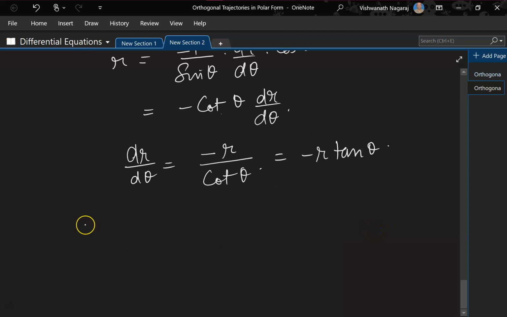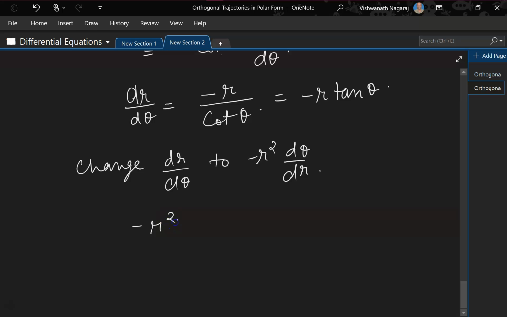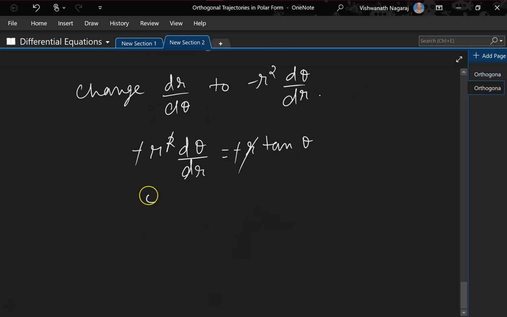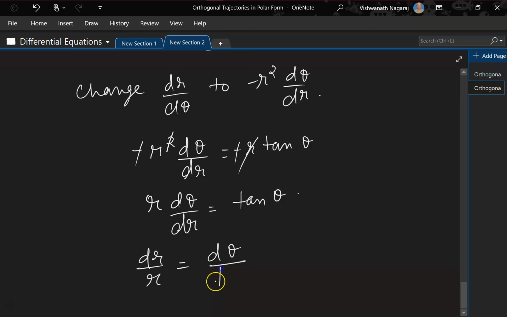Take the reciprocal. So change dr by d theta to minus r square d theta by dr. Minus r square d theta by dr is equal to minus r tan theta. So minus and minus get cancelled, and after cancellations we are left with r d theta by dr is equal to tan theta. Now separating the variables, we get dr by r is equal to d theta by tan theta.